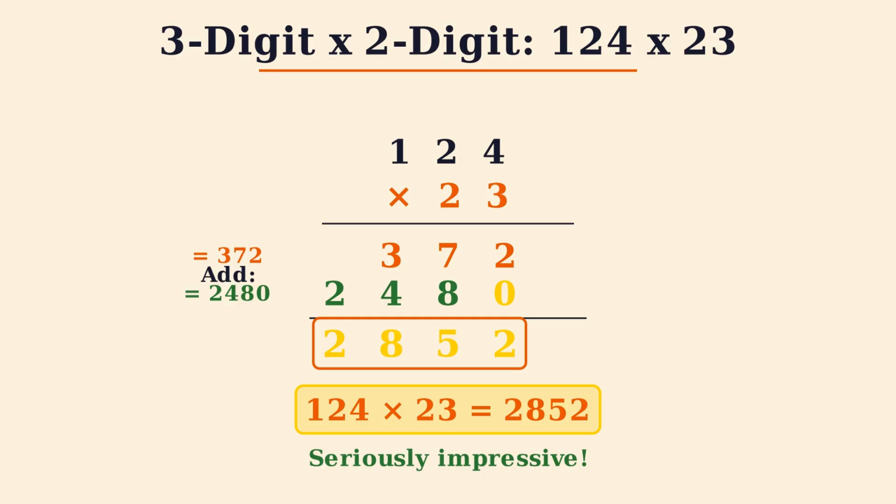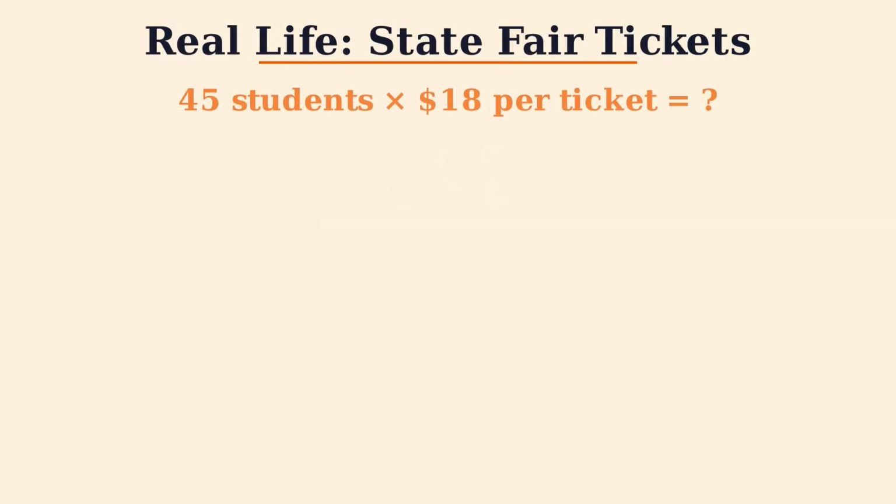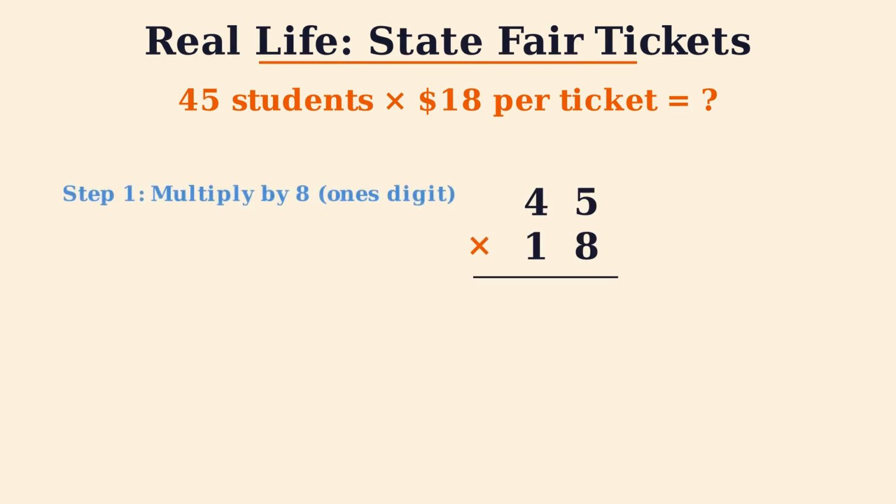You just multiplied a three-digit number. That's seriously impressive. Let's make this real. You're organizing the school trip to the state fair. Each ticket costs $18. There are 45 students going. What's the total cost? We need 45 times 18.